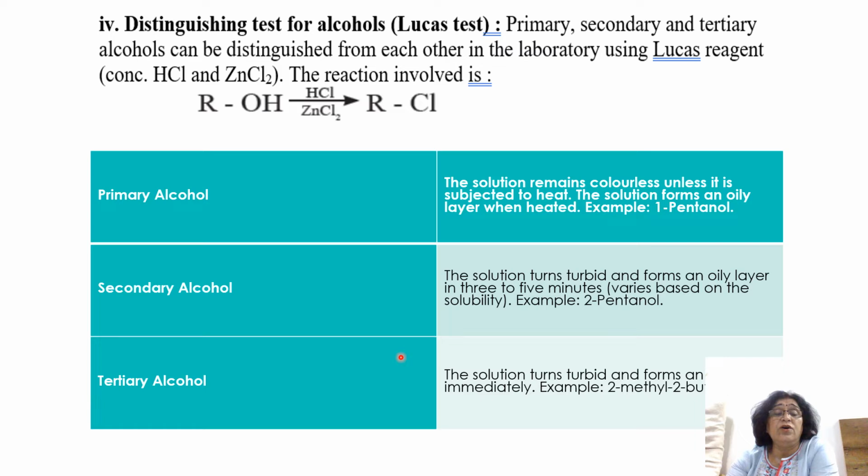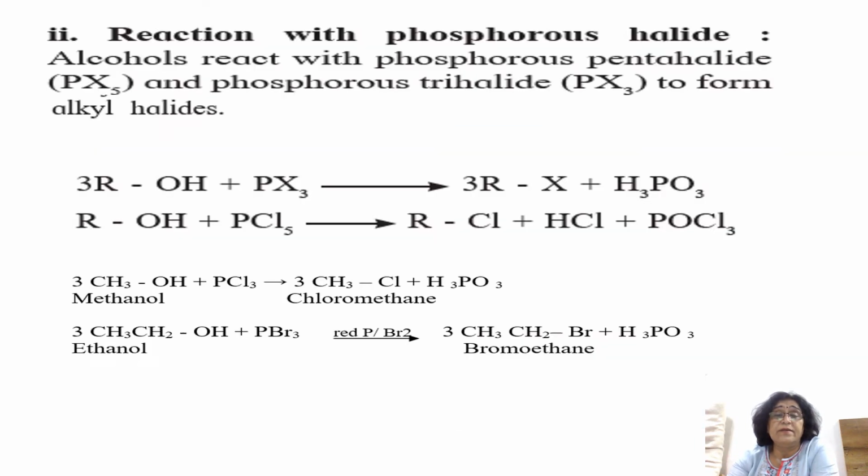So basically in all these reactions what is happening, the OH group is getting replaced with Cl. So if it is primary alcohol, you get respective alkyl chloride. If it is ethanol, you get ethyl chloride. If it is isopropyl alcohol, you get isopropyl chloride. If it is tertiary butyl alcohol, you get tertiary butyl chloride. Basically, the OH is getting replaced with Cl. So this test is Lucas test, and the reagent is Lucas reagent, a mixture of concentrated HCl and anhydrous zinc chloride. Then reaction with phosphorus halide.